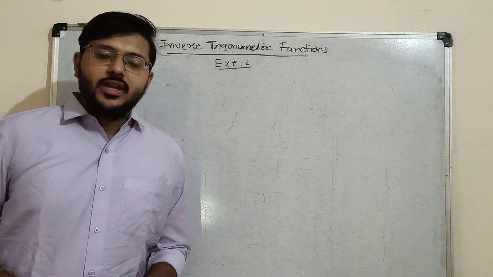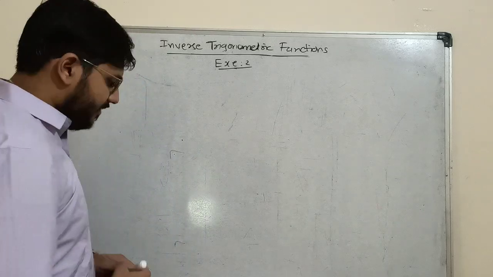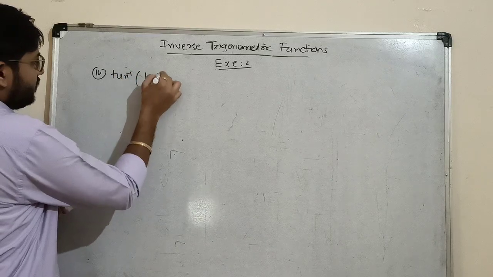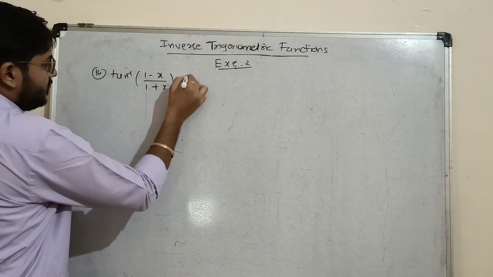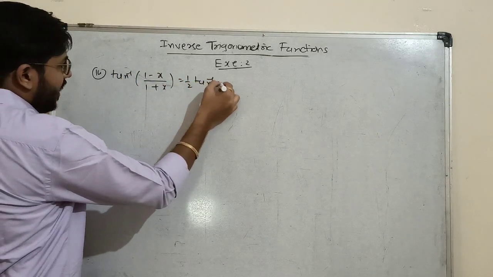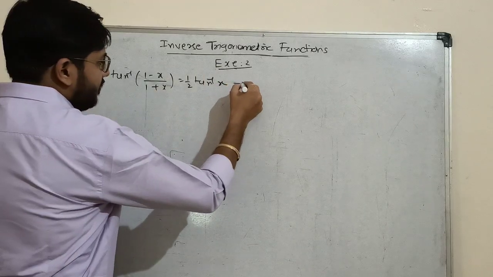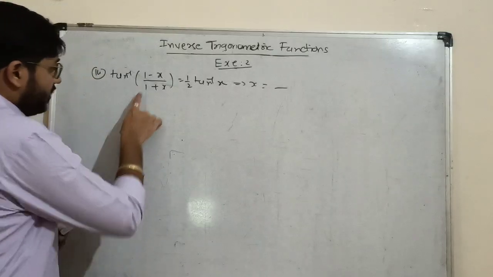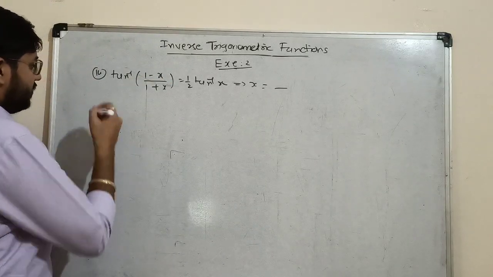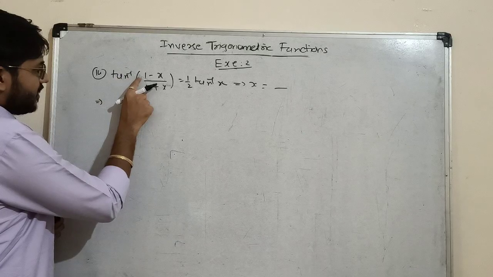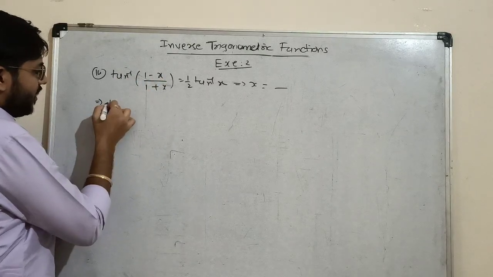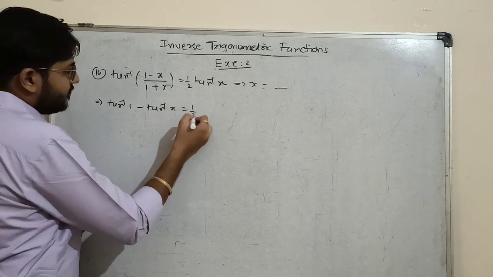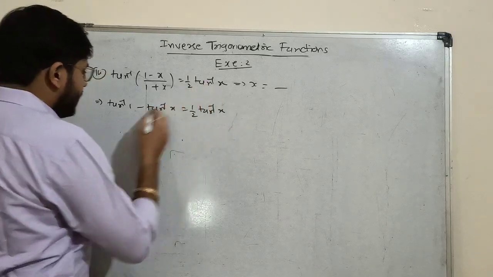Hello friends, so let's continue with the final exercise. In that, number 14 has tan inverse (1 minus x by 1 plus x) equals half tan inverse x, and from that we have to find the value of x. Now just check, this can be an equation of tan. It is tan inverse (x minus y upon 1 plus xy), so I can write this as tan inverse 1 minus tan inverse x equals half tan inverse x.